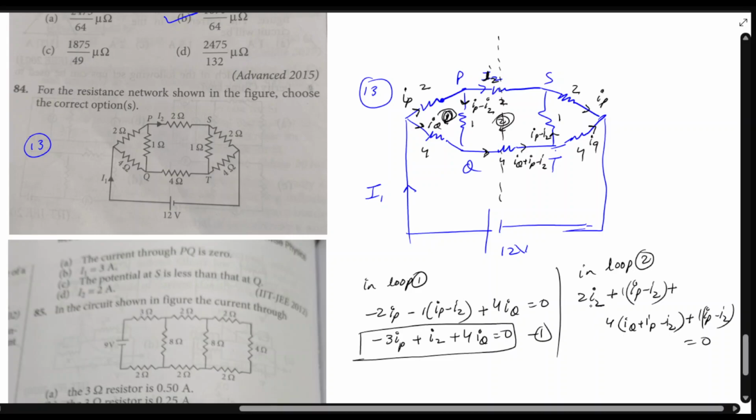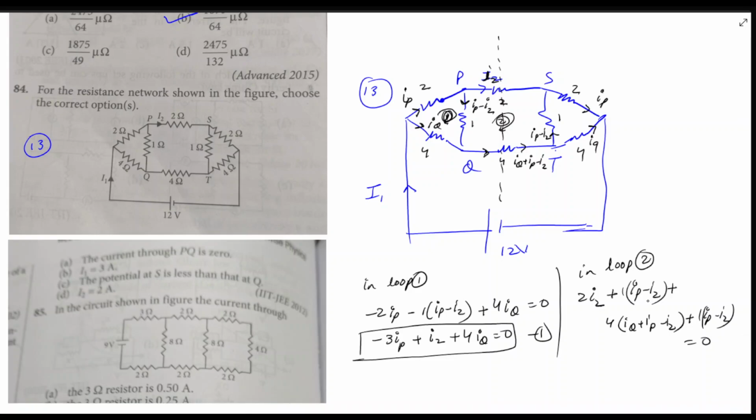So let's just solve. It will be 2I2, and this will be minus, right? Because we are going in the direction of current, so it will be minus. So it will be minus I2, and minus 2. So it will be minus 4I2. And for the IP, it is 4, 5, and 6. So it will be plus 6IP, right? Now for the IQ, IQ is only 4. So it is 4IQ is equals to 0. This is our second equation.